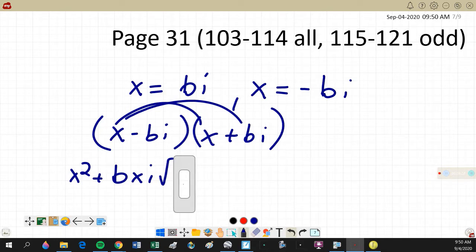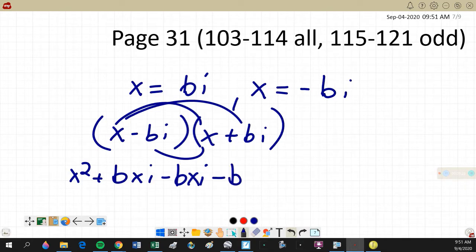Okay. And does it matter? No, but if you do it the same way everybody else does it, and you do it the same way in every problem, the simplifying will be a lot easier. Minus bxi, and then what about the last one? Negative b squared i squared. Good. So first off, bxi and negative bxi cancel. I knew that was going to happen.